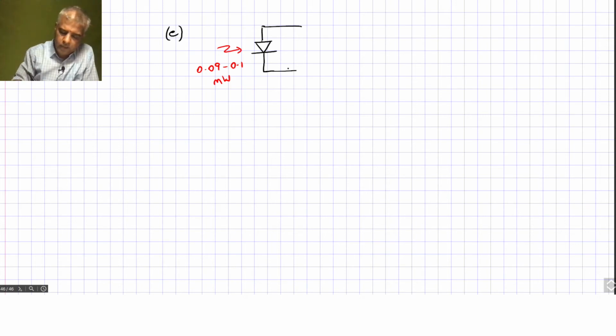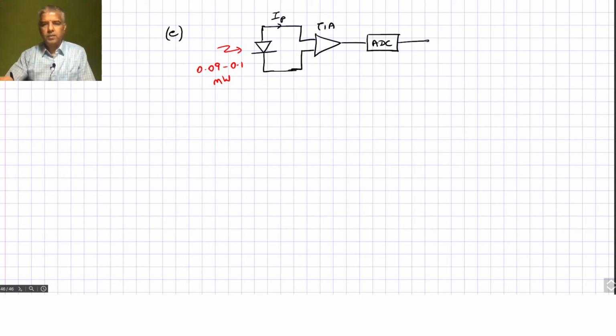And then we will take this photocurrent that's generated over here, IP, corresponding to this input power, and then we'll go through a transimpedance amplifier, and then we will take the output of that and go to an analog to digital converter, and then it's available as digital samples for further processing and display. Okay, so that is the receiver design that we are looking at.